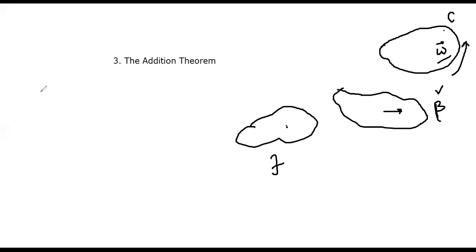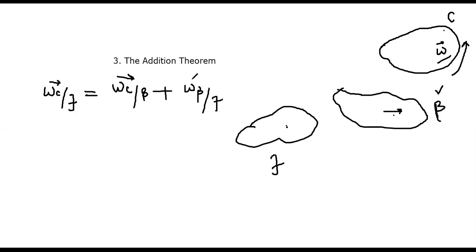The addition theorem says the angular velocity of C with respect to the ground frame of reference is equal to the angular velocity of C with respect to beta, plus the angular velocity of beta with respect to ground. This is called the addition theorem.